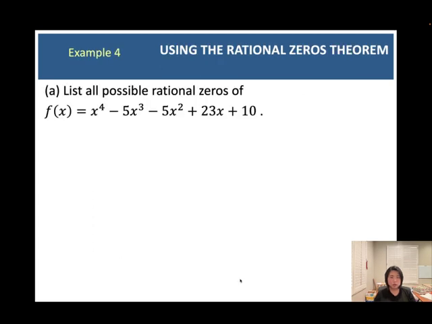Okay, I want you guys to try to do this one by yourself. First, write it down. What is your P? What is your Q? And then find out all the possible zeros.